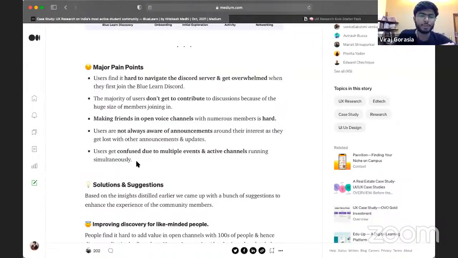Let's not go deep into these pain points, but just to read out one of them. Users find it hard to navigate the Discord server and get overwhelmed when they first join the BlueLearn Discord, because there are a lot of activities, a lot of channels, a lot of niches on which BlueLearn targets. So this was one of the problems that we found out.